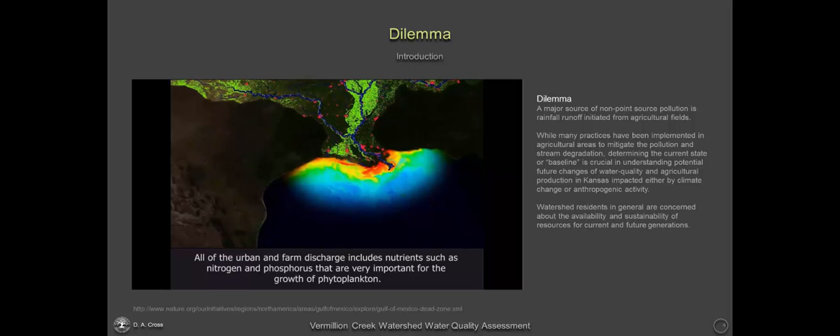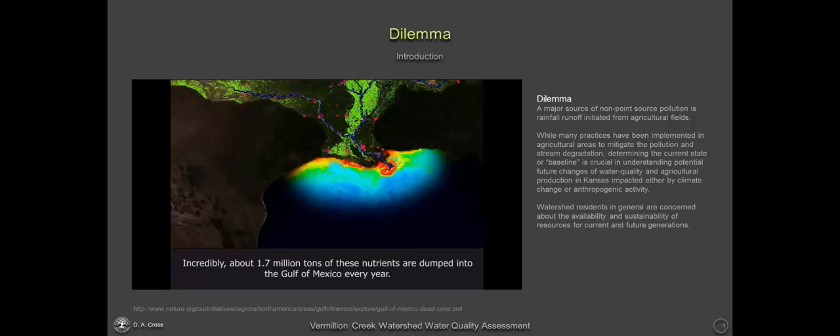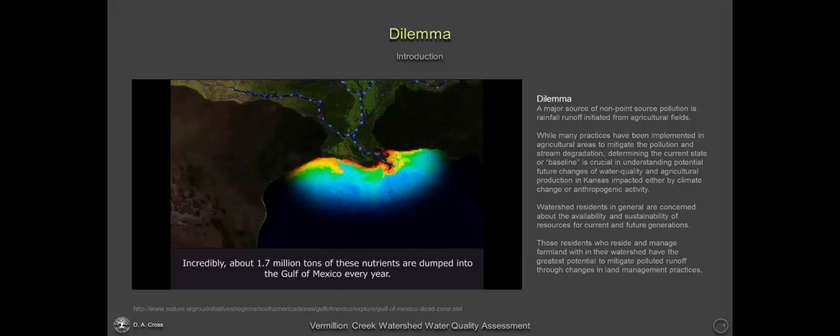Watershed residents in general are concerned about the availability and sustainability of resources for current and future generations. Those residents who reside and manage farmland within their watersheds have the greatest potential to mitigate polluted runoff through changes in land management practices.